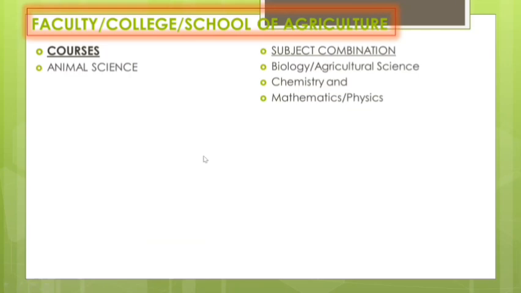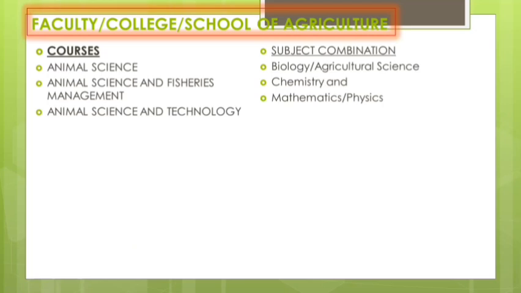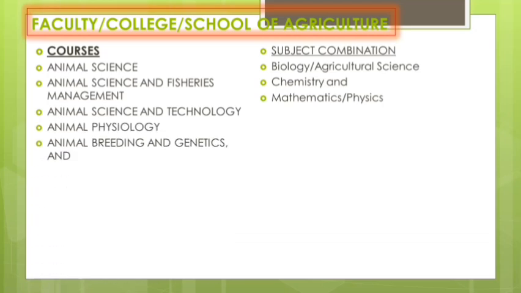For candidates applying for animal science and fishery management, animal science and technology, animal physiology, animal breeding and genetics, and animal science and fishery. These are your JAMB subject combination.